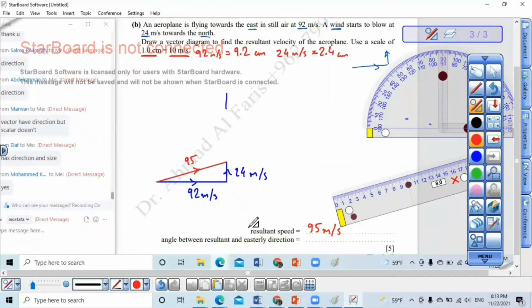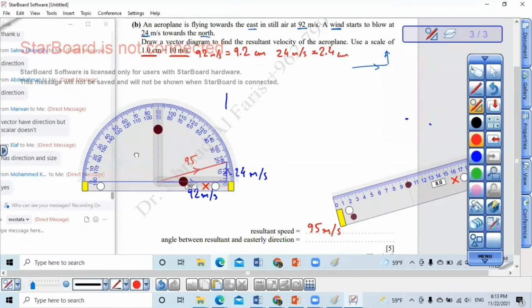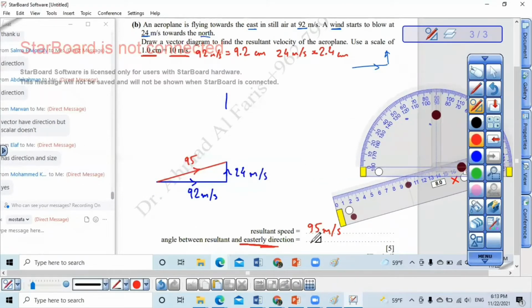When I use the second part, I have to use the protractor to measure the angle that it's supposed to be. And as you can see, the direction of the resultant to the eastern direction, as they ask, how many degrees? It's 10, 11, 12, 13, 14, 15, exactly. So the direction will be 15 degrees to the horizontal.